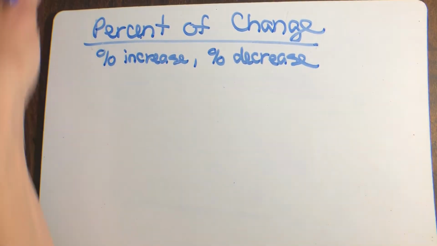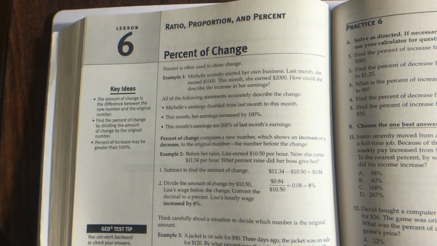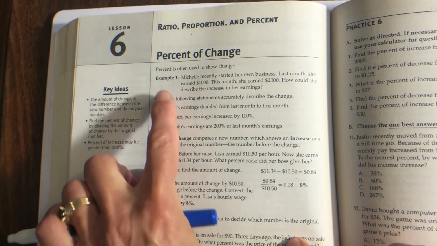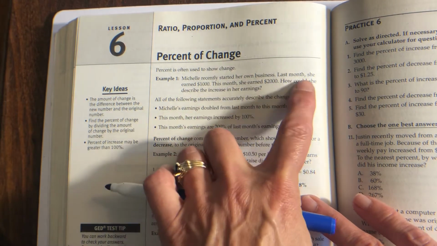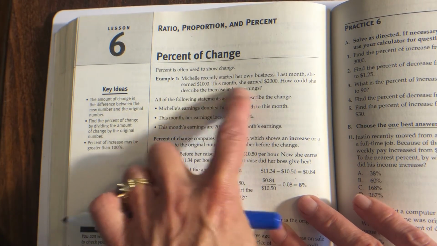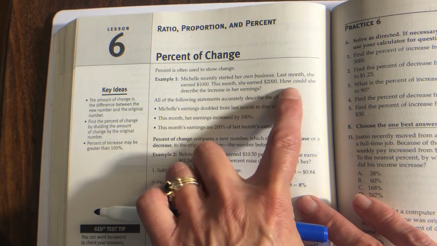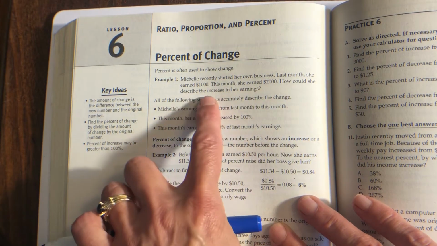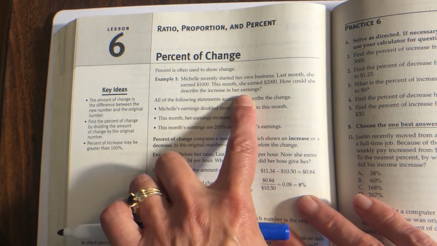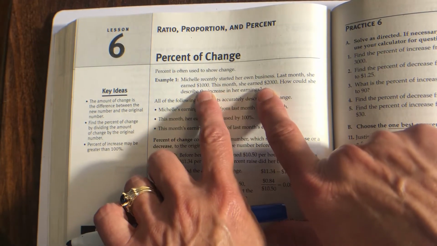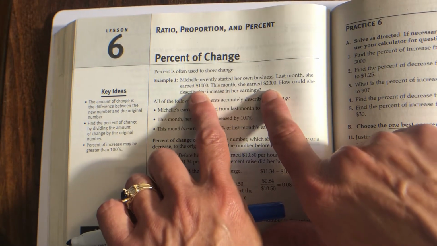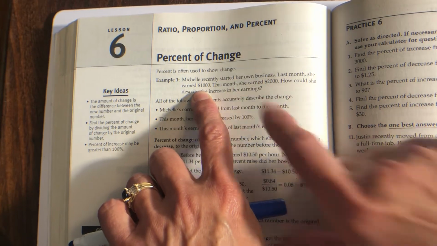So for example, let's just look at an example problem. Still working out of this Kaplan book. We're on this lesson 6. Michelle recently started her own business. Last month she earned $1,000. This month she earned $2,000. How could she describe the increase in her earnings? So they're asking you to show how much percent her earnings increased.